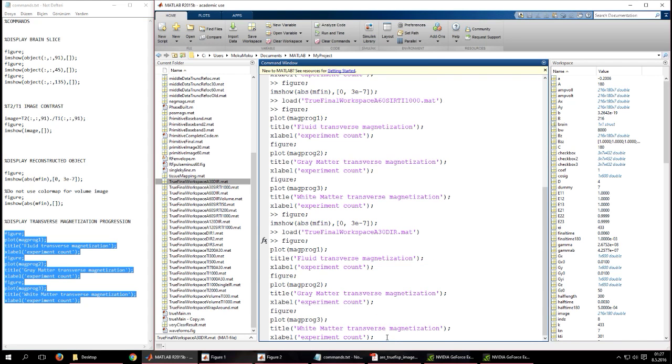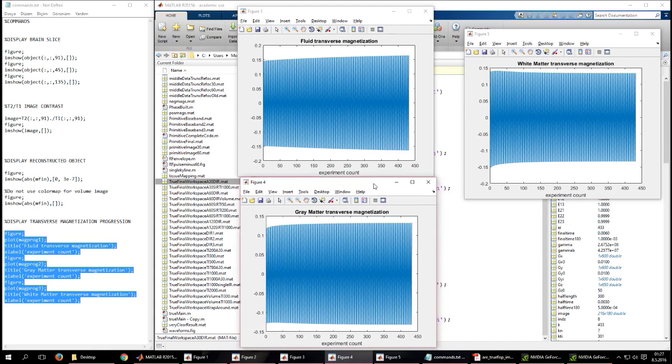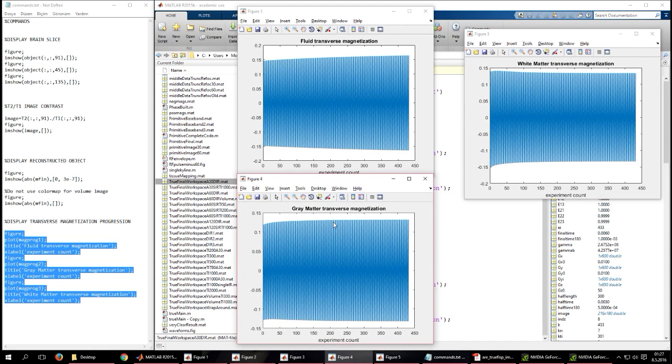The transverse magnetization magnitude for white matter and gray matter are almost the same, so we will lose the contrast between them. But their magnitude is higher than previous simulations, so both will appear brighter. The fluid will still appear brighter than both gray matter and white matter, but it will be darker than it was on the 60-degree double inversion recovery simulation.